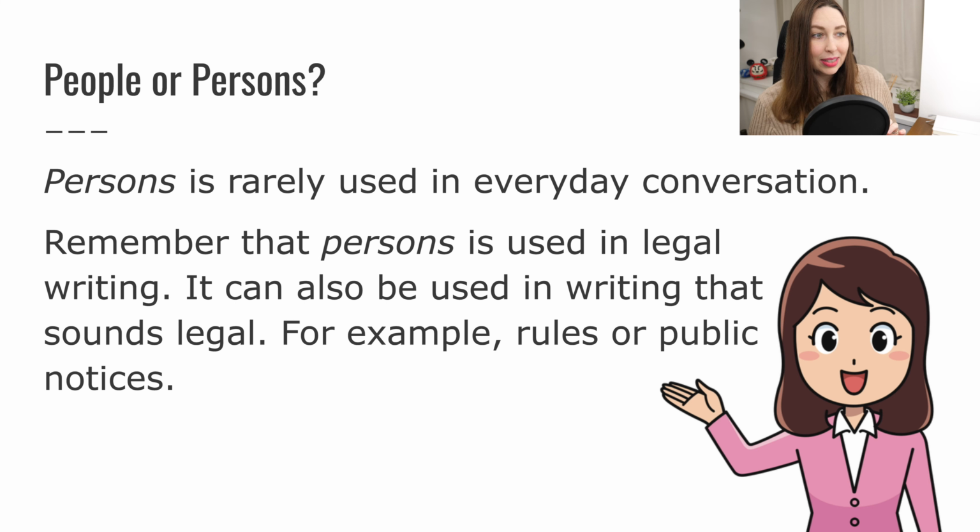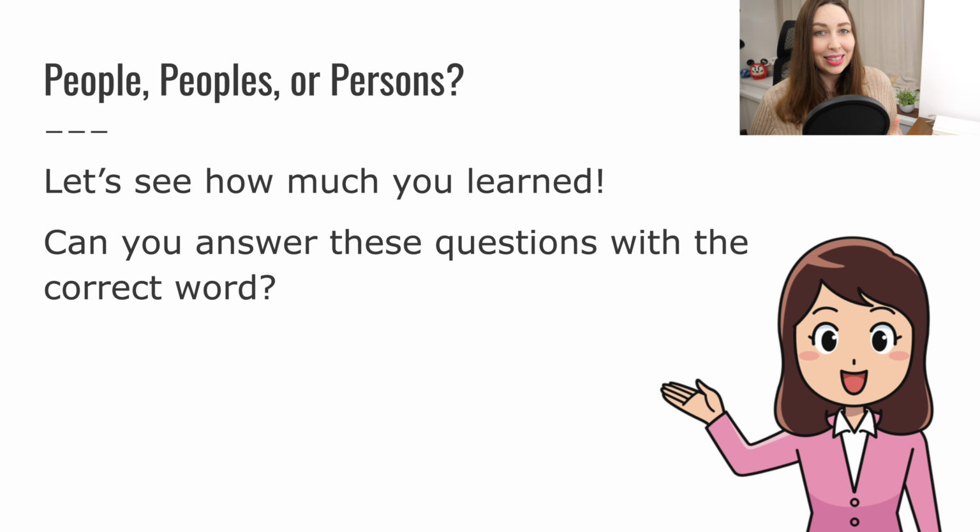Remember that persons is used in legal writing. It can also be used in writing that sounds legal, for example, rules or public notices. So really, we just use persons when something sounds legal, okay? So it could be a rule, a notice, like some information from the police. So police often use the word persons. Legal writing uses persons. And then it doesn't have to be officially legal paperwork, but something like a rule or a public notice, for example, at the park, at a swimming pool, they might use the word persons just because it sounds more official.